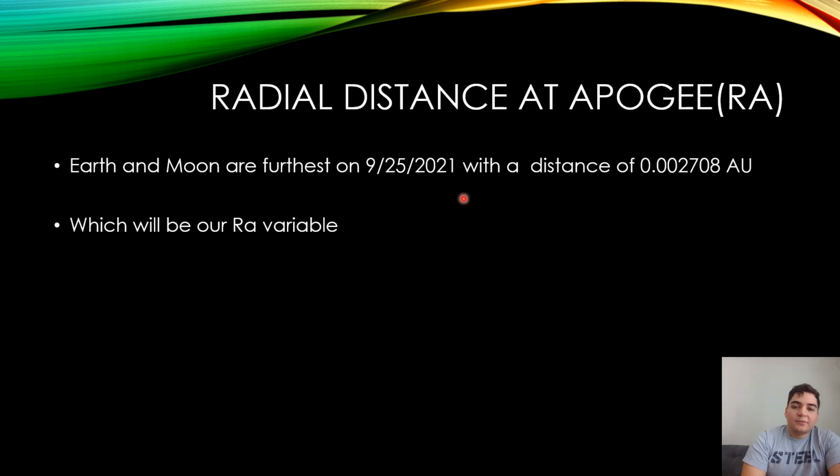Now we have the radial distance at apogee, variable RA, which is when the Earth and Moon are furthest apart, which is on September 25th, 2021, with a distance of 0.002708 AU. Again, this is going to be our RA variable, which will be used for eccentricity.